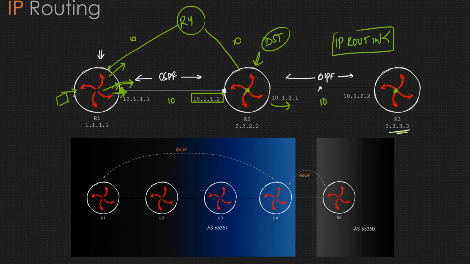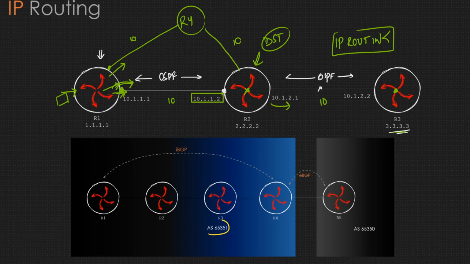When we talk about BGP, it is basically different. For OSPF, we need to have an adjacency between two directly connected devices. But in the case of BGP, we can have an iBGP adjacency from R1 to R4 all the way, and then eBGP between two different autonomous systems.